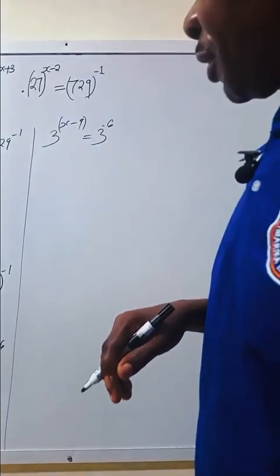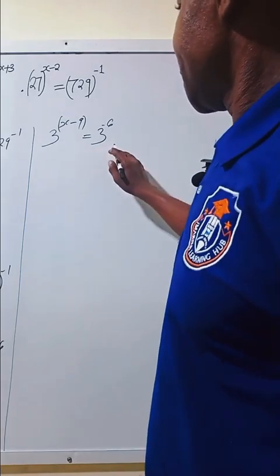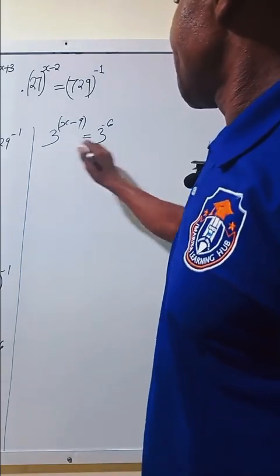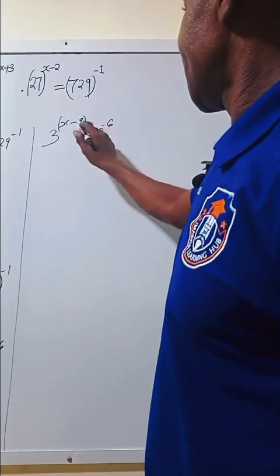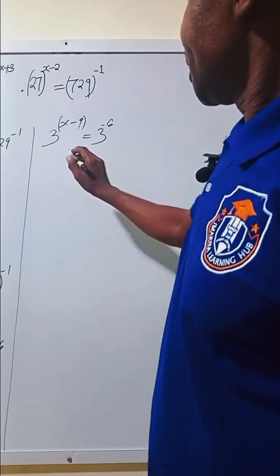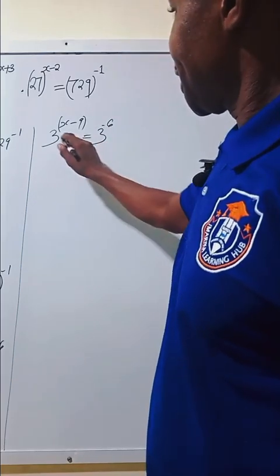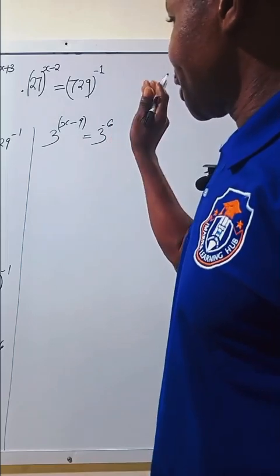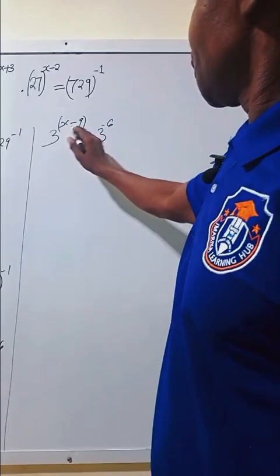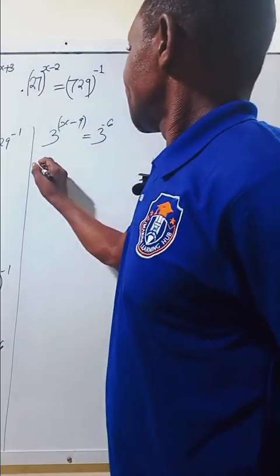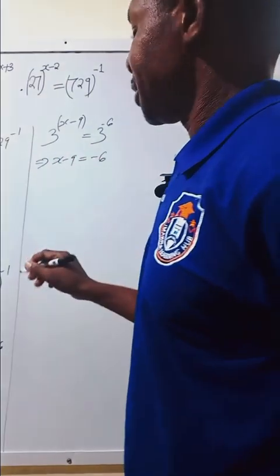Now here we have another concept which you need to recall. If you have an expression where you have the same bases but the indices are different, then for it to maintain the same value, the same quantity on the left hand side and the right hand side, the powers must also be equal. So this implies that x minus 9 will be equal to negative 6.